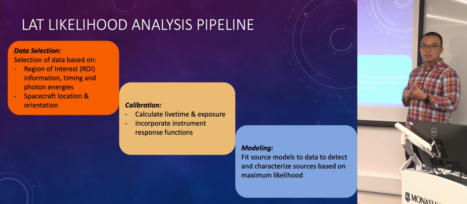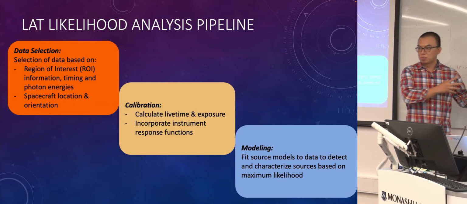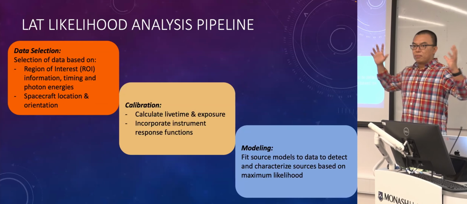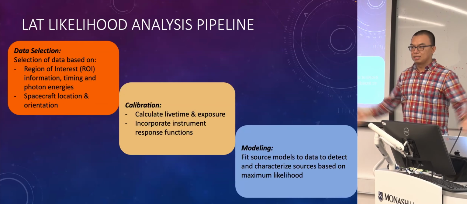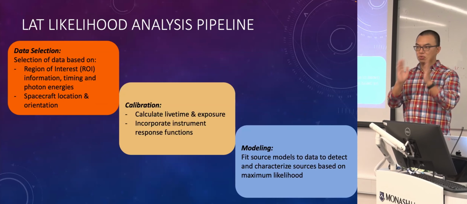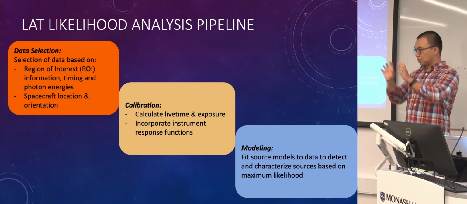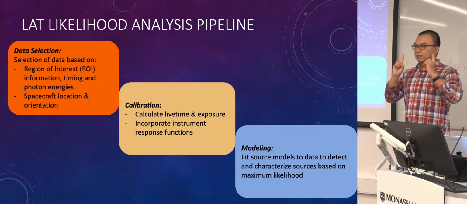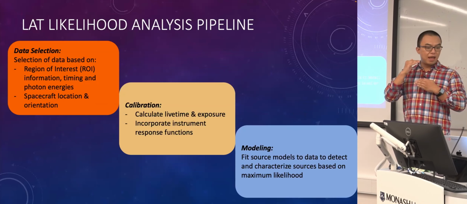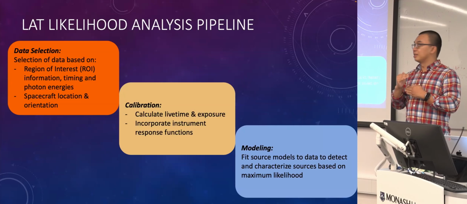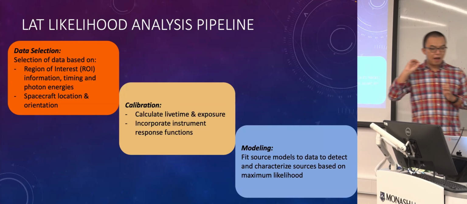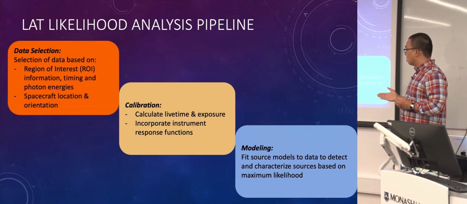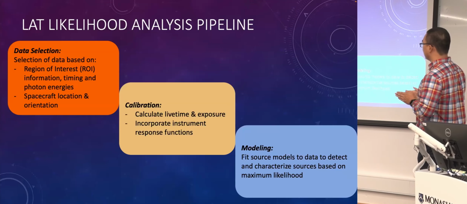We have data selection. From the maps we just saw earlier, we have all sky data in gamma rays, so we have to choose which area we're interested in and focus on that. We also need to choose the time range and the energy range of the photons that we're interested in. So that completes the first step of choosing data.